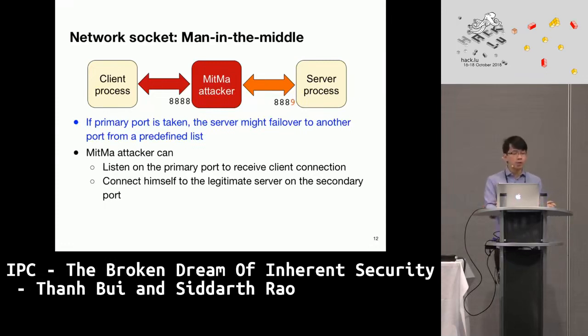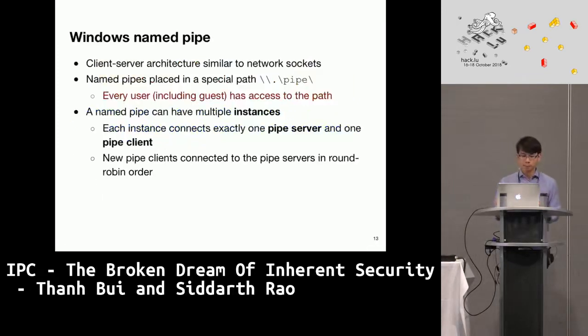So now that we know network sockets on localhost are vulnerable to mid-malware, what about named pipes? Named pipes are available on most operating systems. However, they differ in the implementation. Here we are interested only in Windows named pipes. Windows named pipes have a similar client-server architecture to network sockets, but instead of localhost, the named pipe instances are placed in a special path that everyone can access, including guest users. And instead of the port number, each named pipe has a specific name.